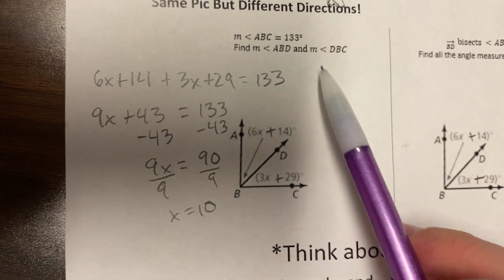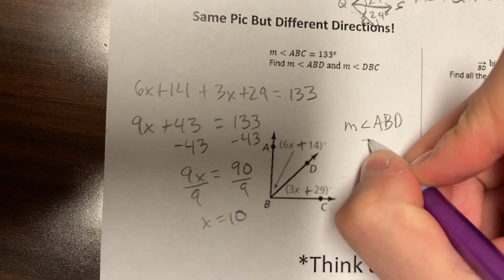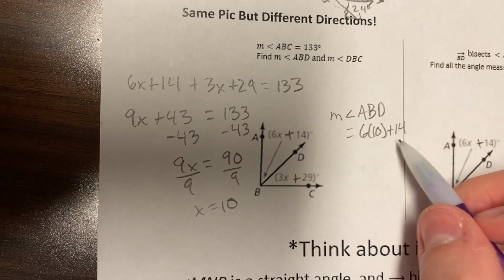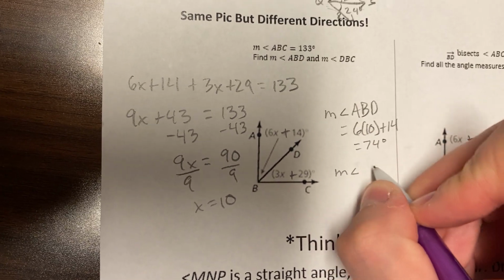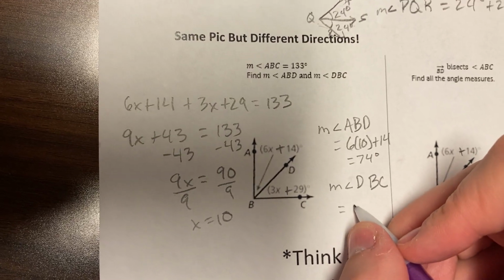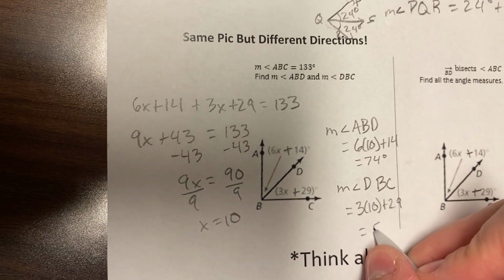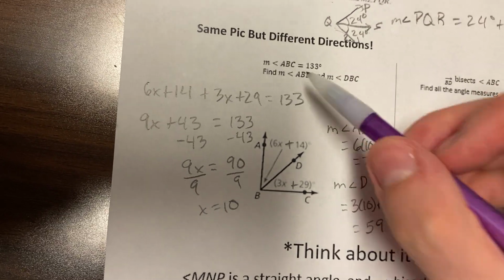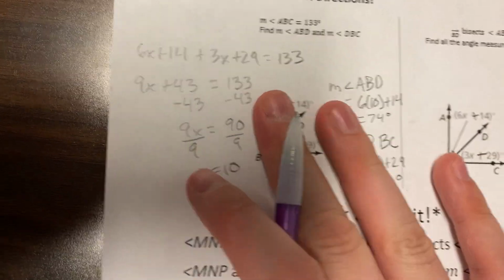Okay, so it's asking for each angle, so we're going to plug it back in. So the measurement of angle ABD is equal to 6 times 10 plus 14. So that's 60, so 74 degrees. Then same thing here, the measurement of angle DBC equals 3 times 10 plus 29. So that's 30 plus 29 is 59. And then you can always check, okay, did these two added together give me 133? All right, the answer is yes, then you did it right. Okay, so that's the way to do the first problem.